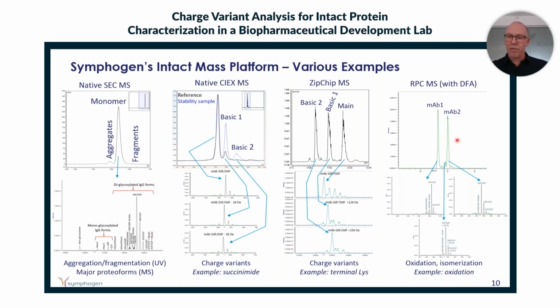Finally, there's an example of a reverse phase. This is a mixture of two antibodies, and of course, it's a little difficult to see the mass, but trust me when I say these are the correct masses for antibody 1 and 2. But then you can really go in and look at this minor peak in front of antibody 2, and you will see this is antibody 2 shifted 16 Dalton. So we know this is, of course, an oxidation.